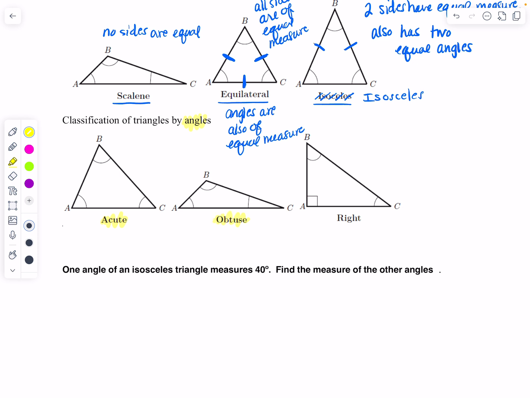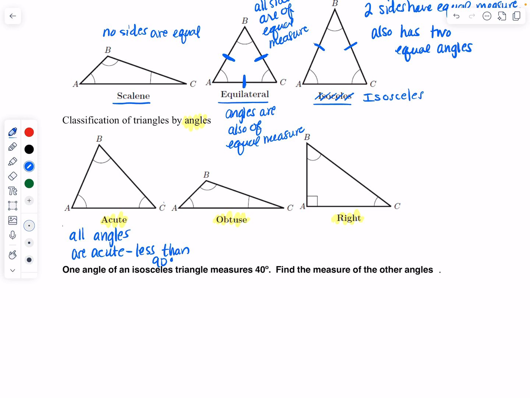So we have acute, obtuse, and right. Acute means that all the angles are acute, meaning that all the angles are less than 90 degrees. So when we talk about this in class, I talk about acute sounds just like that, cute. Usually things that are little are cute. So all the angles have to be less than 90 degrees.